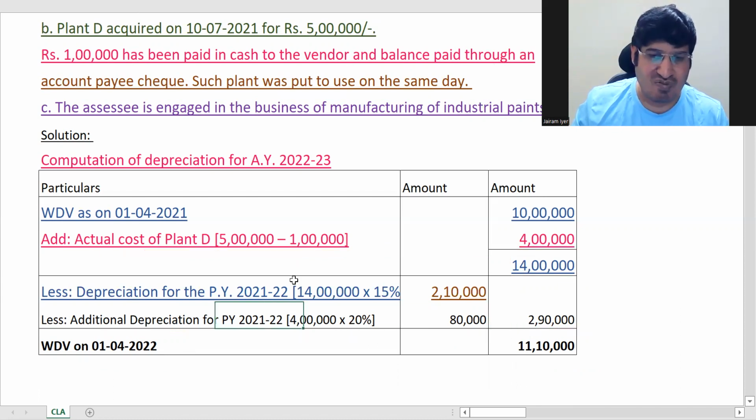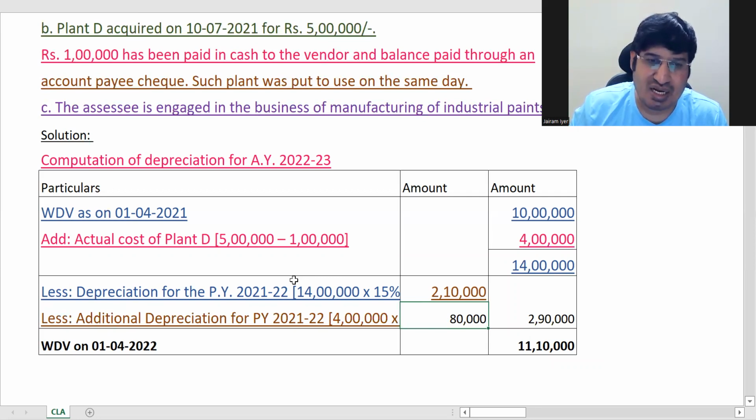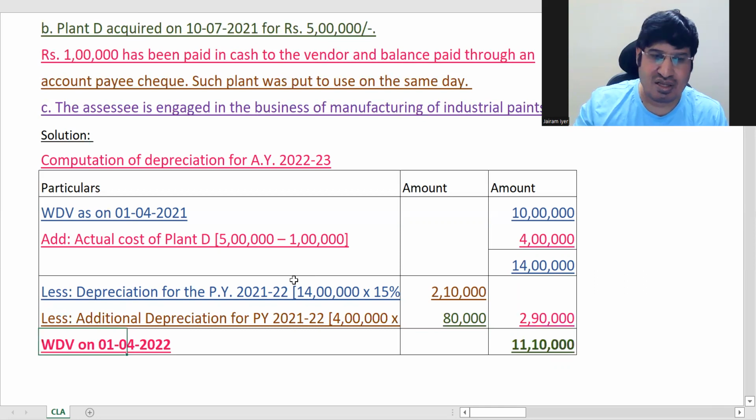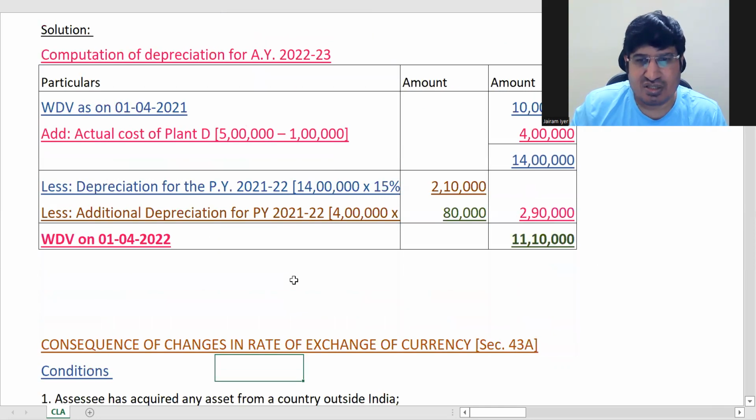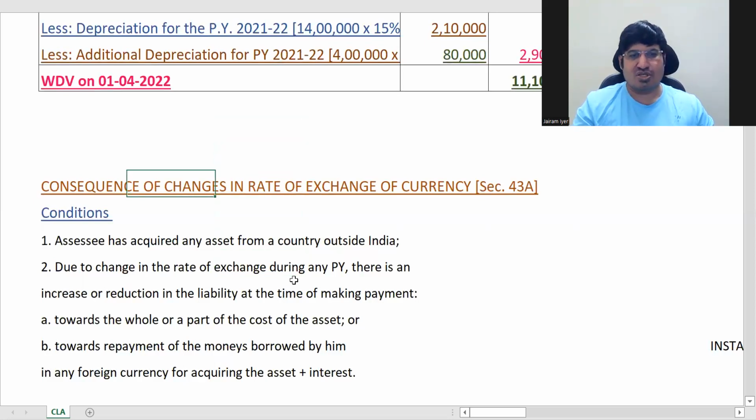In this problem, what was the main thing for us? That one was that additional depreciation you will compute only on the new plant. Second was the amount paid in cash. In excess of 10,000, the amount paid in cash was disallowed from computation of actual cost of assets. So this is the last problem, and from here there's another topic. Actual cost is over here.